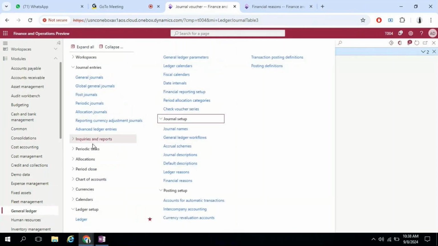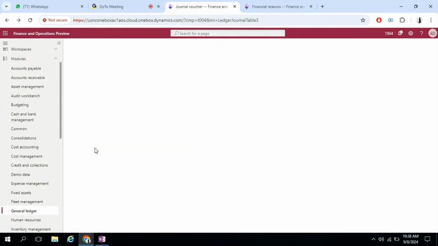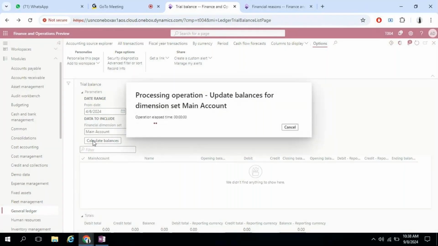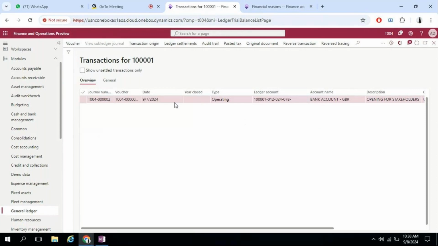If I go to the general ledger level, I will go to the inquiries and reports, then the trial balance. If I run the trial balance and go for calculate balances, it will show me the entries as of now. Okay, so you can select this one, you can go for all transactions. So it will show the transactions. There will be multiple transactions when we proceed further.